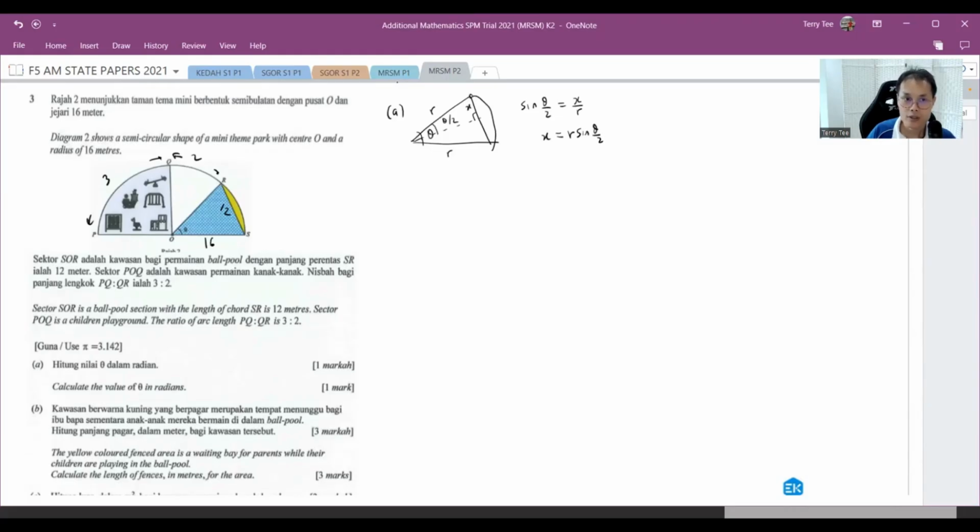Therefore, your chord is measured from this point to this point. Your chord length is 2x, which is 2r sine of theta over 2. So you can use this formula if you want. If not, you just do it slowly, one by one. It's the same thing. Okay, so let me just show you one by one.